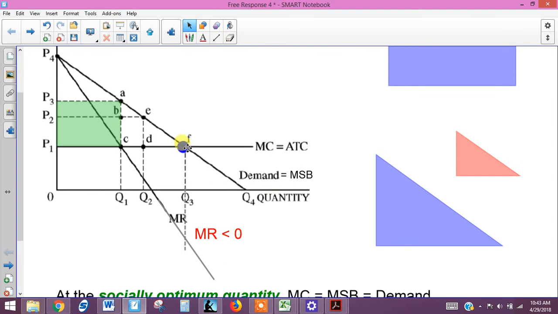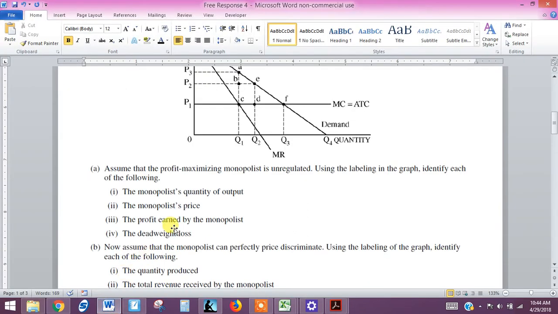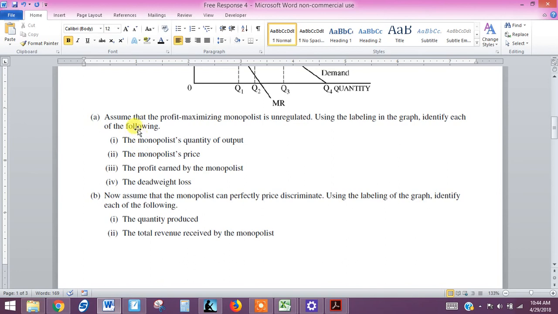So the deadweight loss is going to be everything in between that point and where they're producing. We can draw a triangle and put that right in here. That's going to be your deadweight loss, identified with the triangle points A, C, and F. That takes care of all of 1, I believe. Now that takes care of all of 1A.